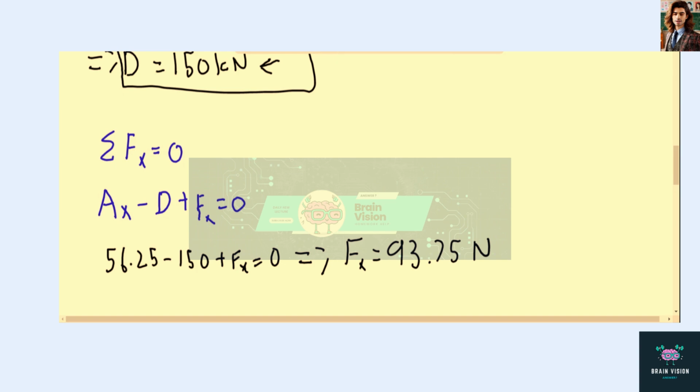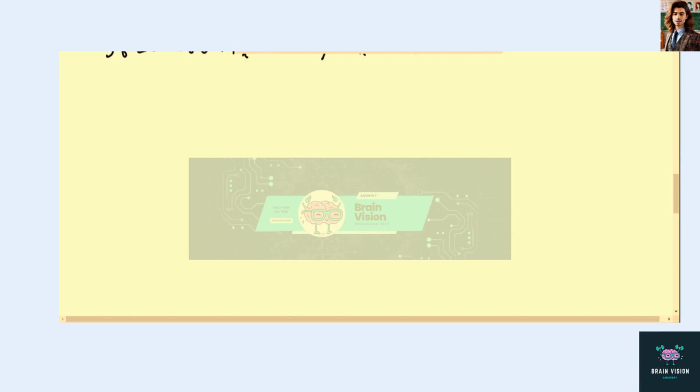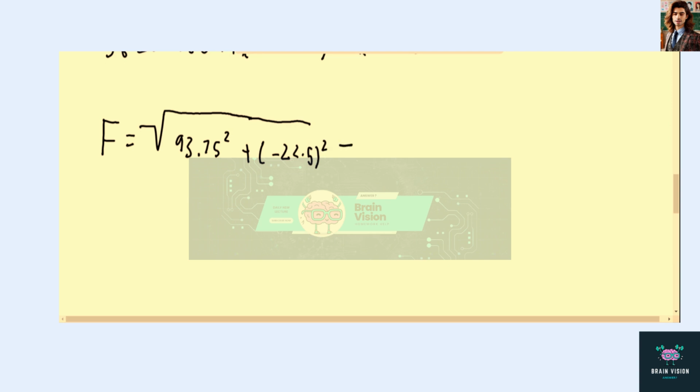So we know the y component, and we also know the x component. So we can solve for the magnitude of that force. So F is going to be equal to the square root of the x component squared plus the y component squared. And this will give us a force of 96.4 kilonewtons.